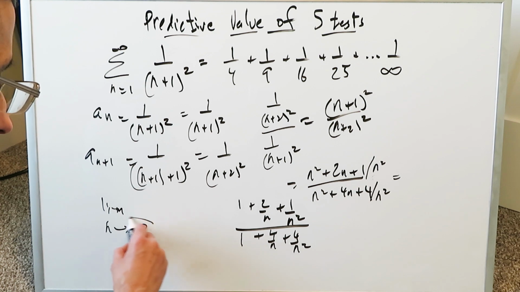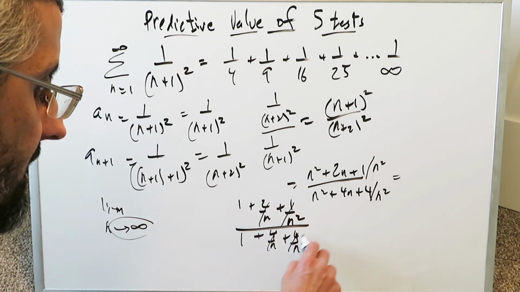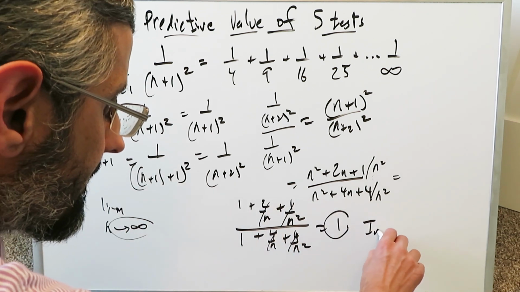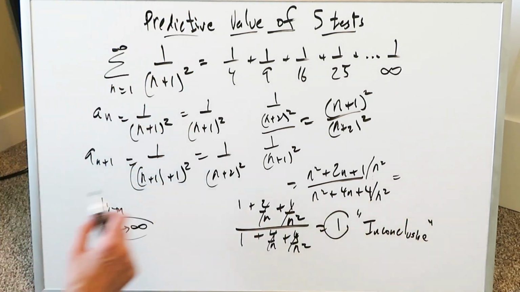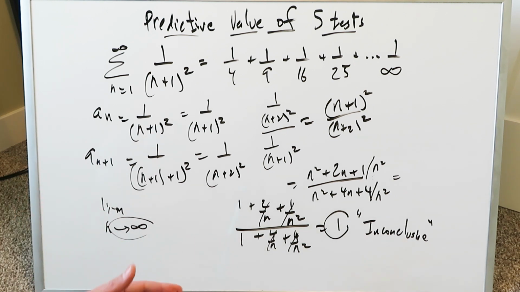Limit as n approaches infinity, these zero out. You end up seeing a value of 1, which is inconclusive. So the ratio test is inconclusive, it doesn't help you out. But we're still leaning towards convergence based on the previous 3 test results. So this is inconclusive, but it's not a big deal.